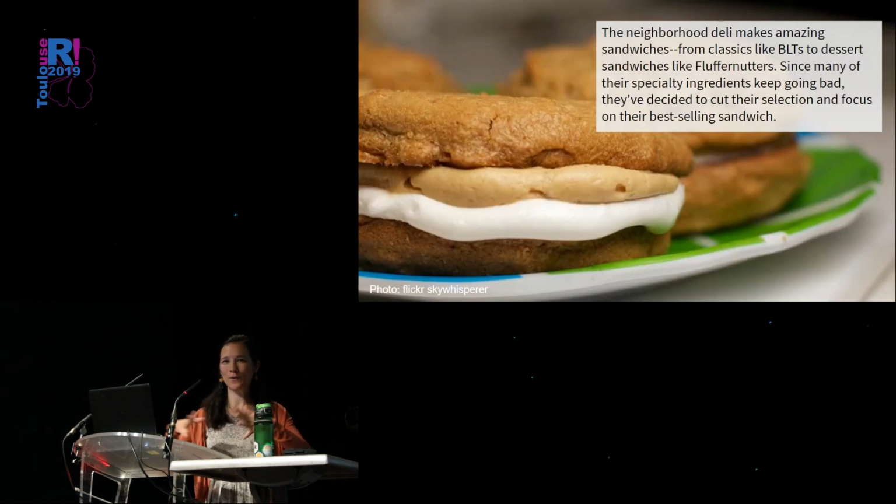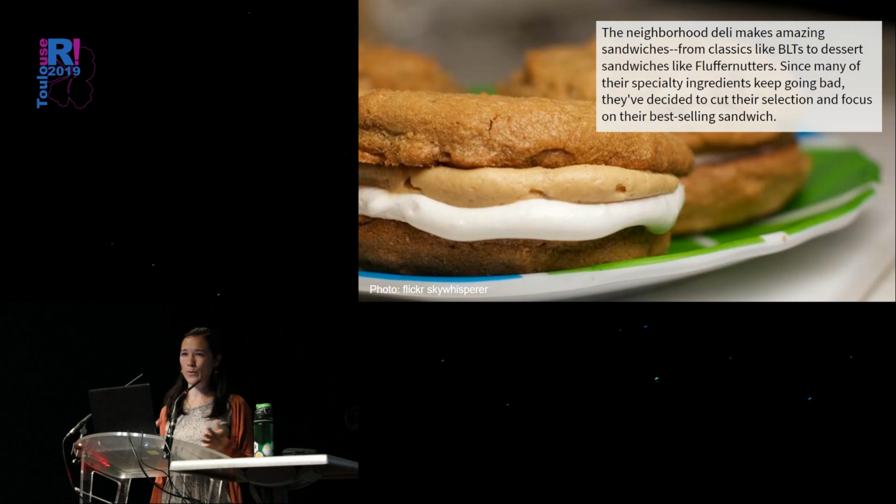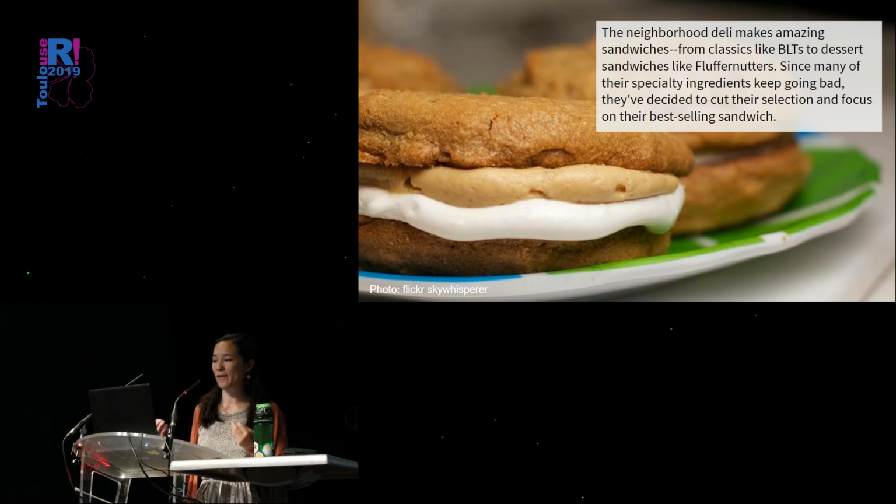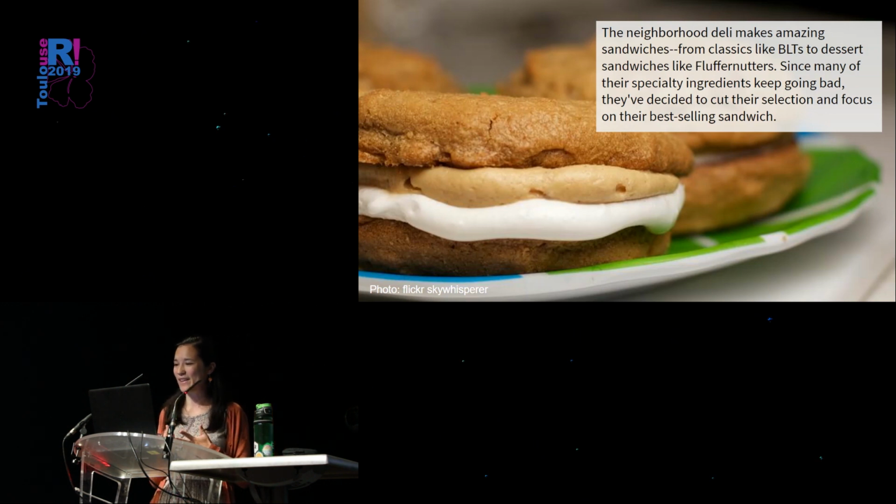And so before we leave today, I just wanted to show one quick example of what a puzzle might look like. For example, you might have a sandwich shop that makes really, really good sandwiches, BLTs, fluffernutters, which are apparently peanut butter and marshmallows combined in a sandwich. It sounds very American. And since many of these specialty ingredients keep going bad, they decided to cut the selection and focus just on their best-selling sandwich. And that's the problem you're here to help them solve.